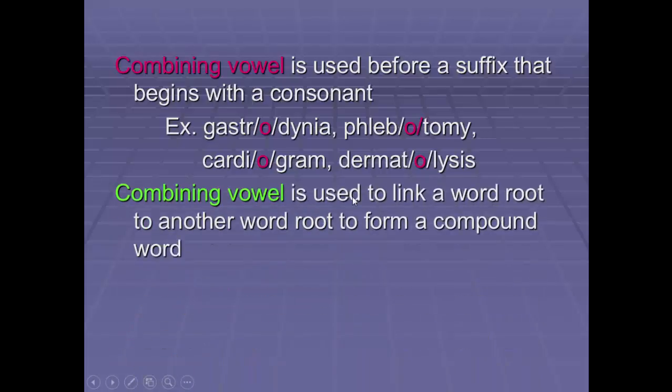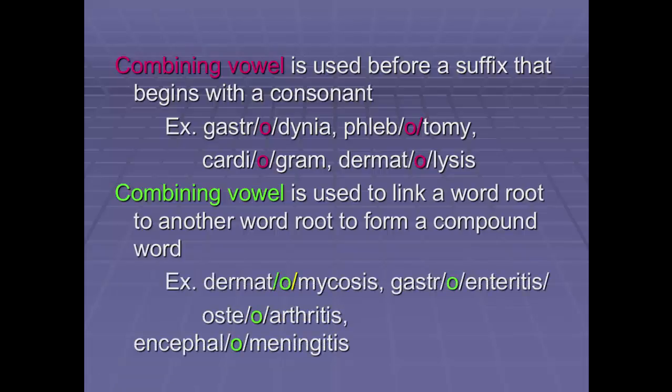A combining vowel is also used to link a word root to another word root to form a compound word. So in the example dermatomycosis, dermat is a word root, myc is a word root, and so we're going to use a combining vowel to link those two word roots together. In the example gastroenteritis, same thing, gastr is a word root, enter is a word root, and we use the combining vowel to link those two word roots together.